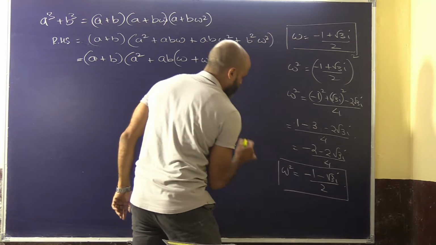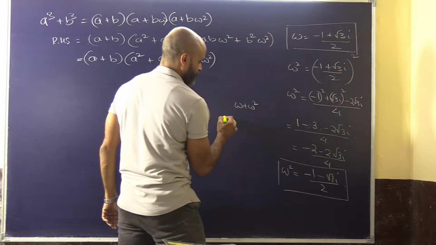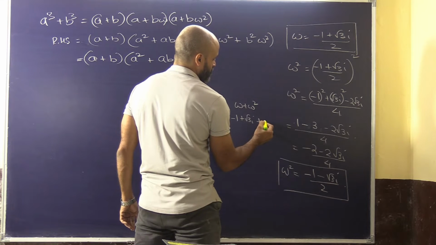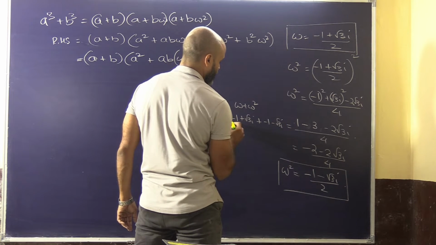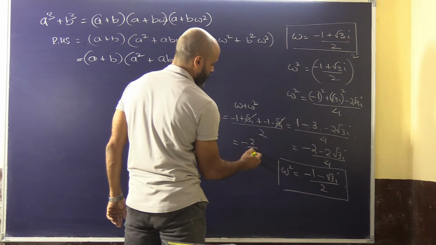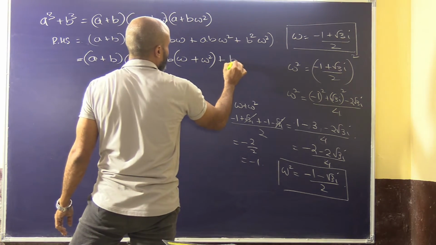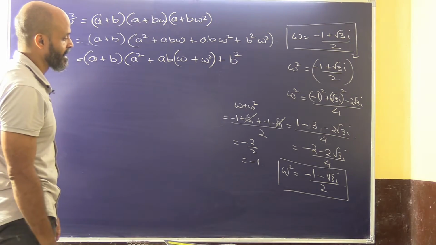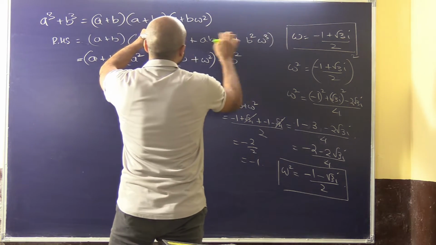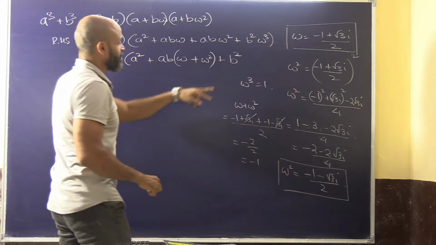So any which ways, if I do an omega plus omega square, what will I get? So -1 plus under root 3i plus -1 minus under root 3i, by 2. So this and this get cancelled. We have here -2 by 2, that is -1. Okay, so this will be -1 plus b square omega square, plus we have b square omega square. Actually this will be b square omega cube. I am so sorry. This will be b square omega cube, and we know that omega cube is equal to 1. So this will be 1.